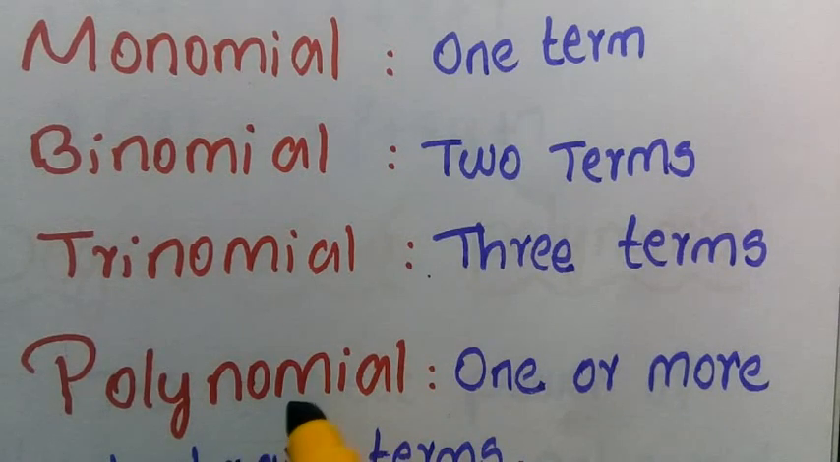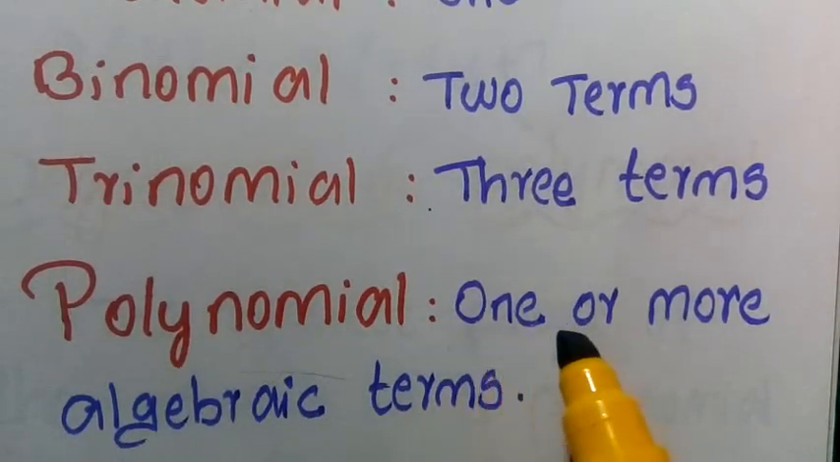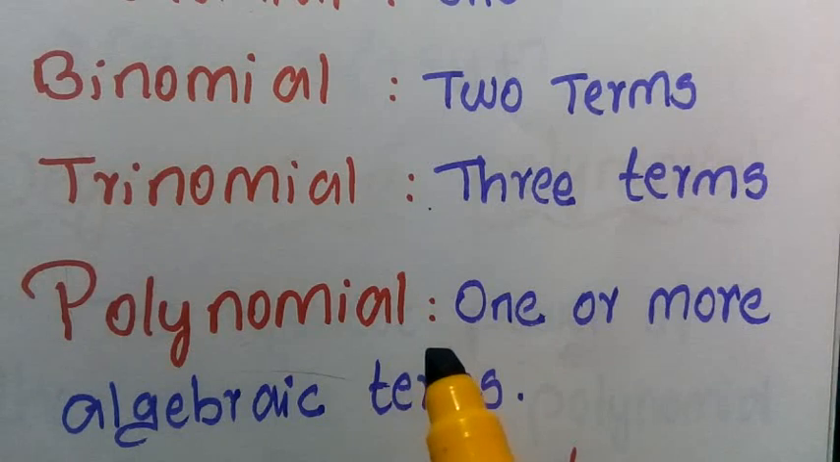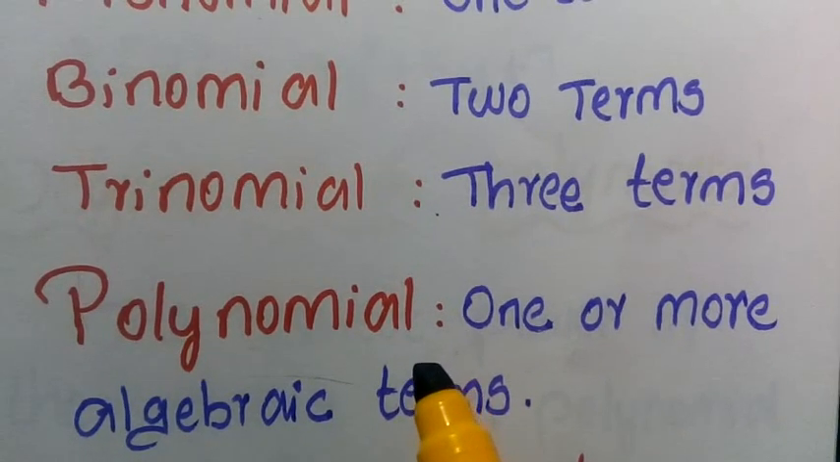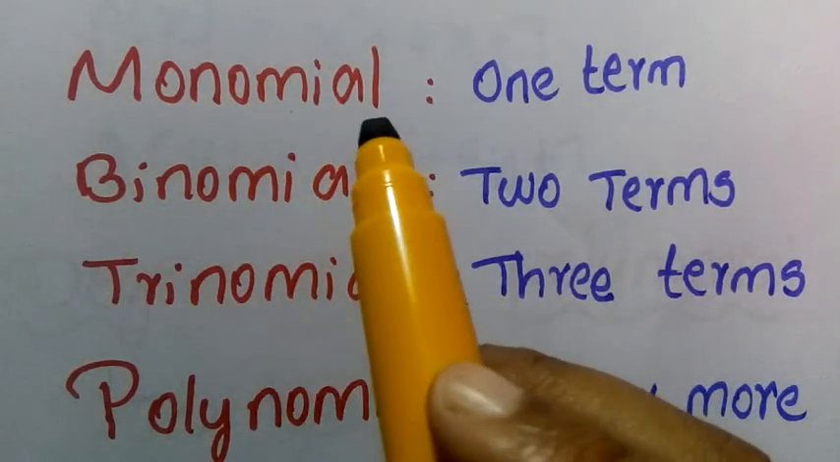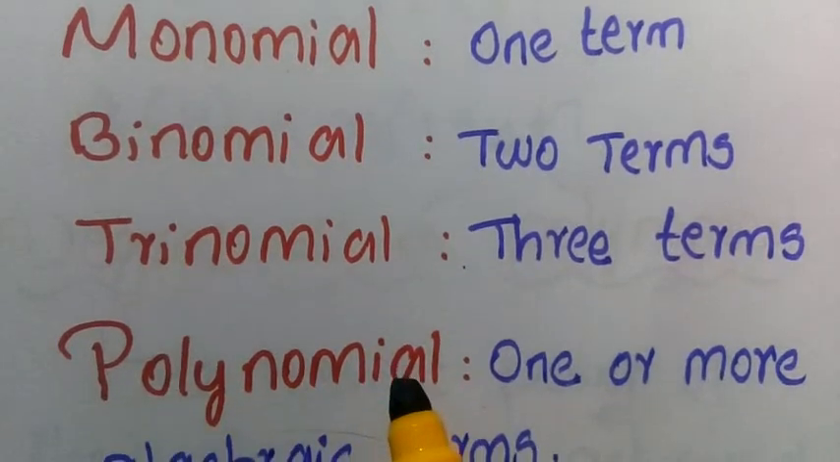Next type is polynomial, our chapter. If an expression has one or more algebraic terms, such expressions are called polynomials. So, polynomial is a general name for all the algebraic expressions. Thus, we can say every monomial, binomial and trinomial is a polynomial.